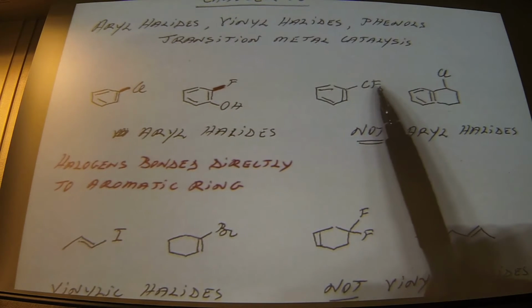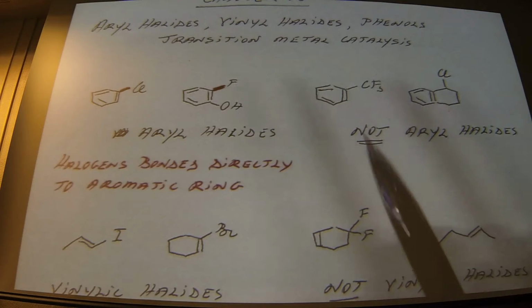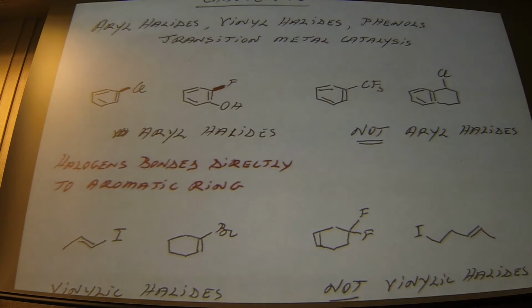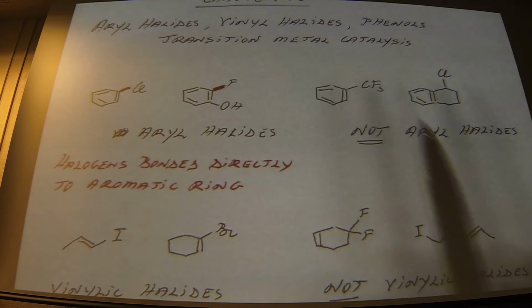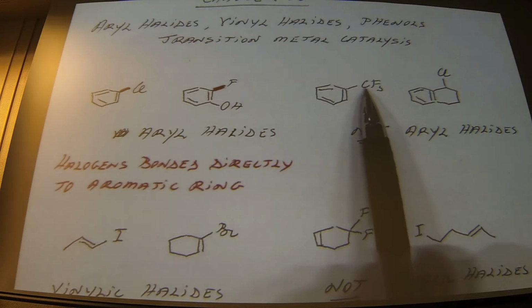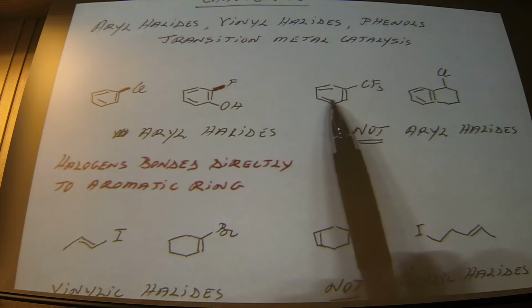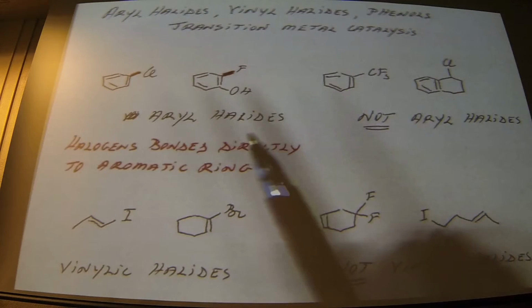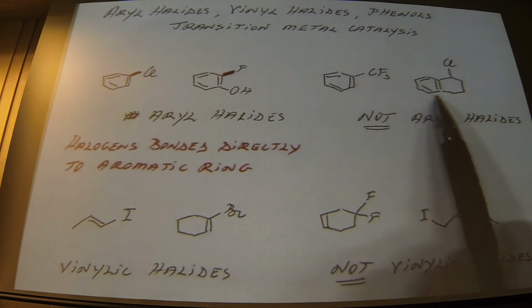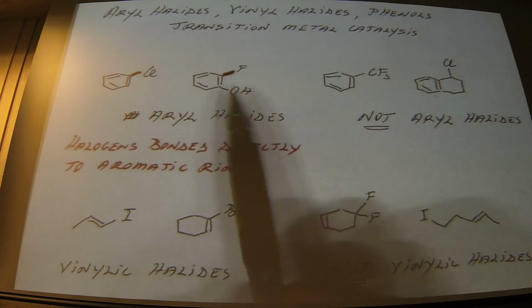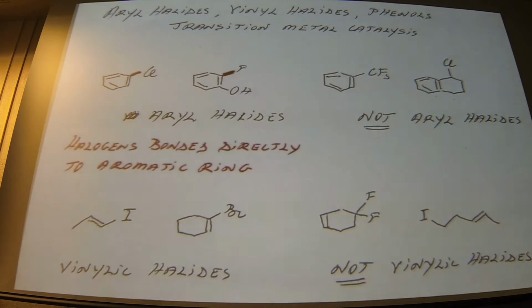Whereas trifluoromethyl benzene, you could say, well, it's aromatic, it's got halogen. That's true, but that is not an aryl halide because the fluorine is bonded to the sp3 hybridized carbon, not to the ring sp2 carbon. So these are not aryl halides, even though they have an aromatic ring and a halogen. So when we say aryl halides, that's what we're talking about.